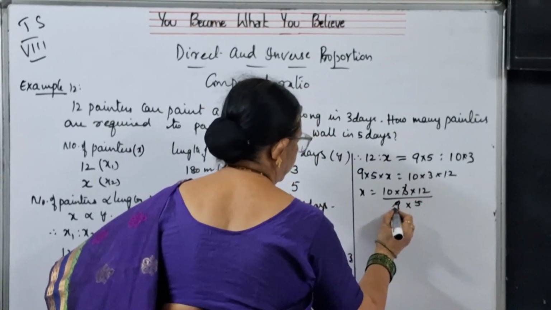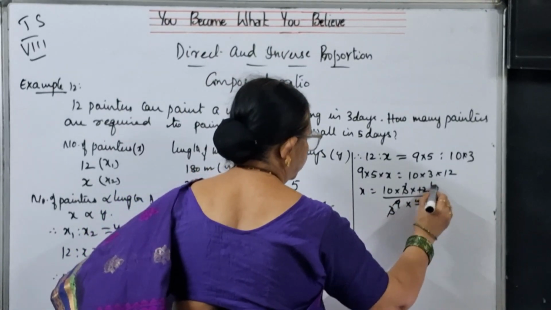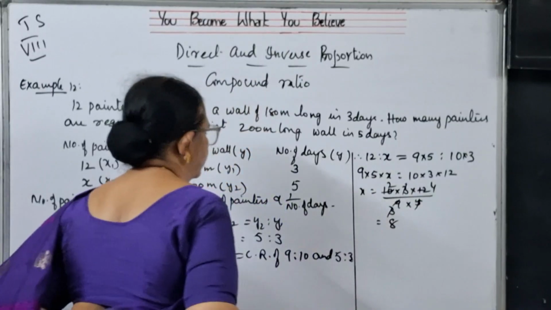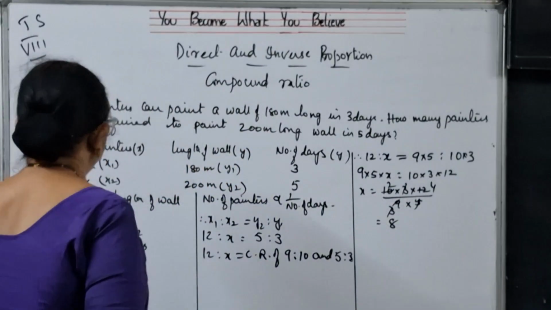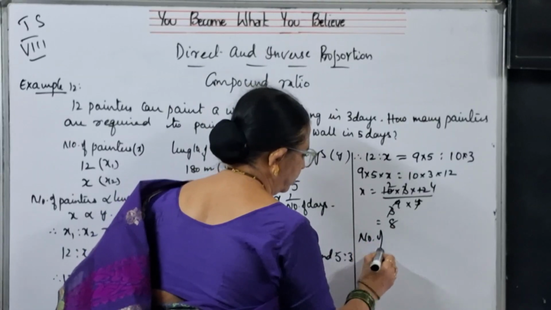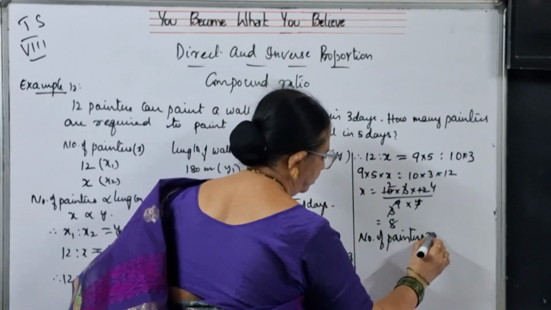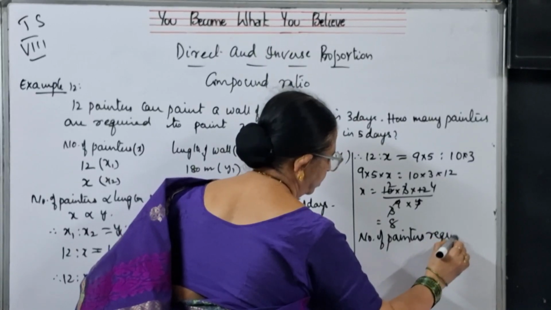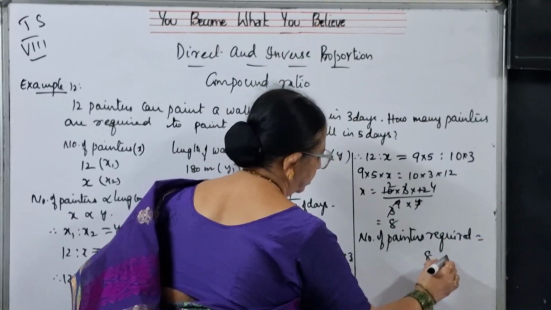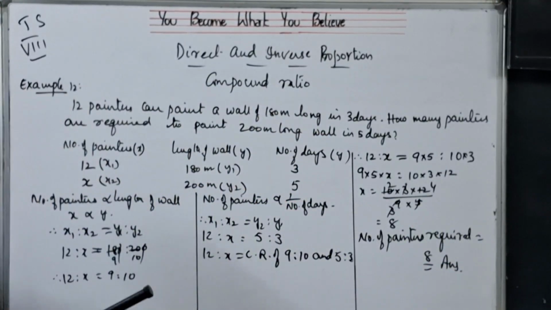3 ones are 3, 3 threes are 9, 3 ones are 3, 3 fours are 12, 5 ones are 5, 5 twos are 10. This is 8. So what we can say is that eight painters are required. Number of painters required is equal to 8. This is the answer for this problem, children.